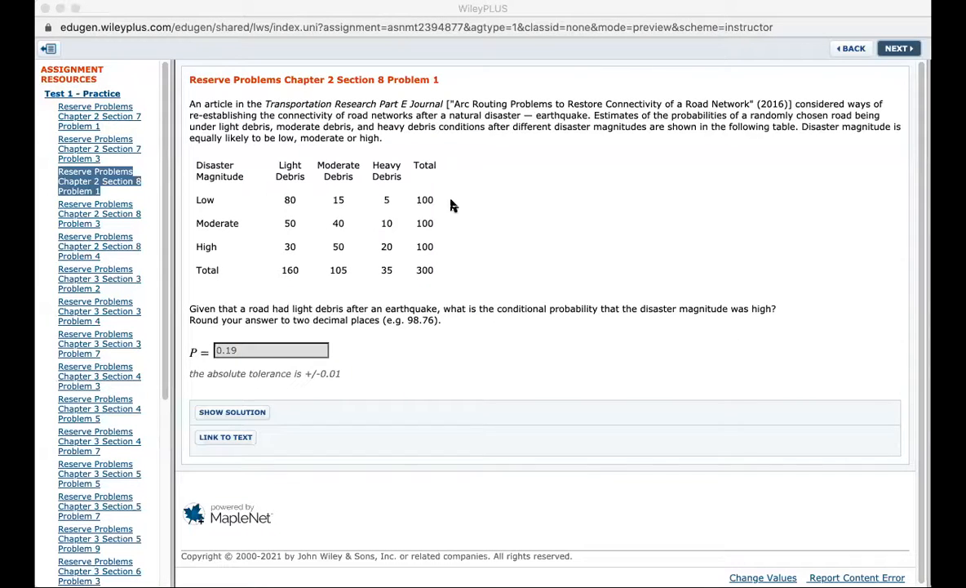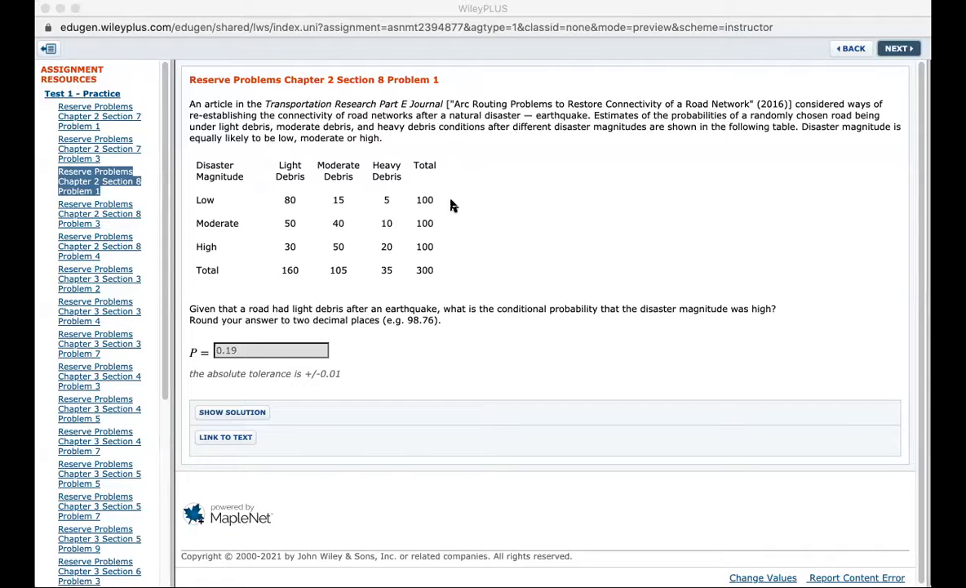All right, let's see the next problem. Chapter 2, Section 8, problem number 1. An article in the Transportation Research Part E journal considered a way of re-establishing the connectivity of road networks after a natural disaster, an earthquake. It estimates the probability of a randomly chosen road being under light debris, moderate debris, and heavy debris conditions after different disaster magnitudes, as shown in the following table.